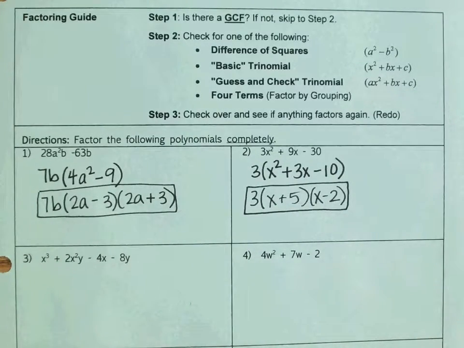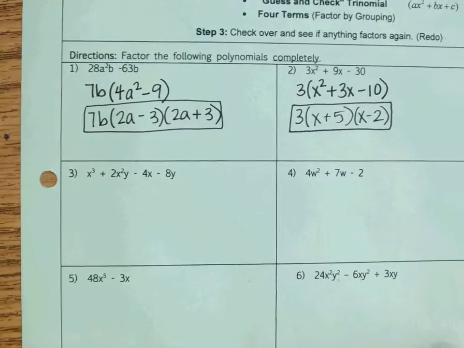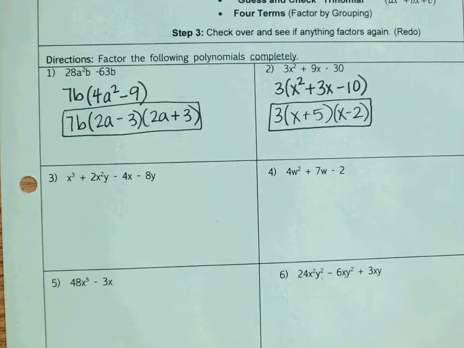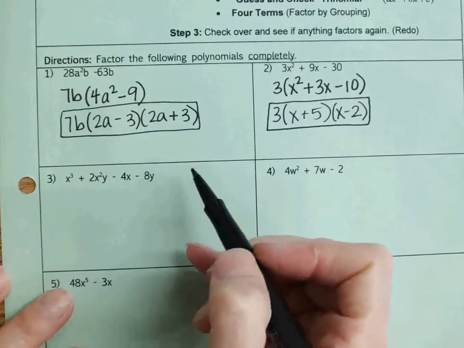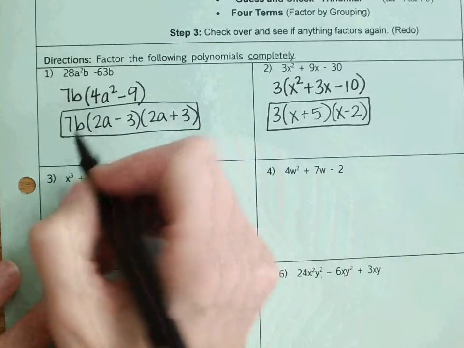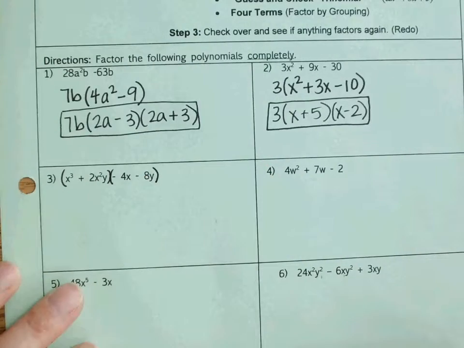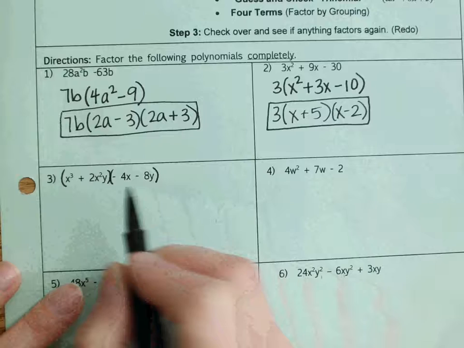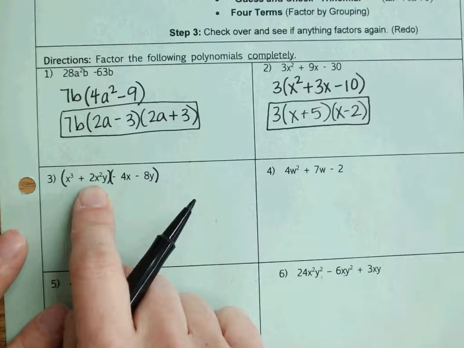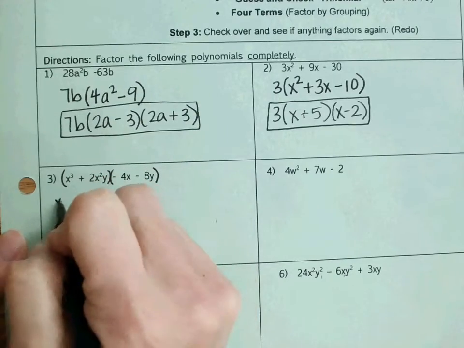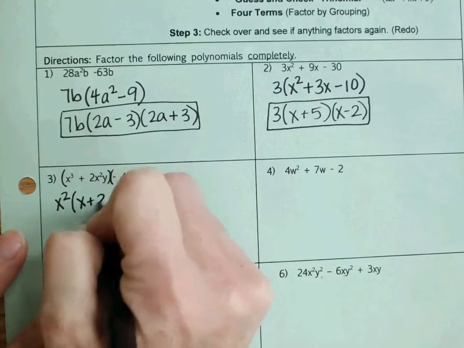Then let's take a look at problem number 3. So for problem number 3, I have 4 terms. When I have 4 terms, I can only do factor by grouping. That's how we have to start it. So we're going to start by putting in our grouping symbols, and then look for the GCF of each set of grouping symbols. So my first GCF is going to be x squared. And then I'm left with x plus 2y.